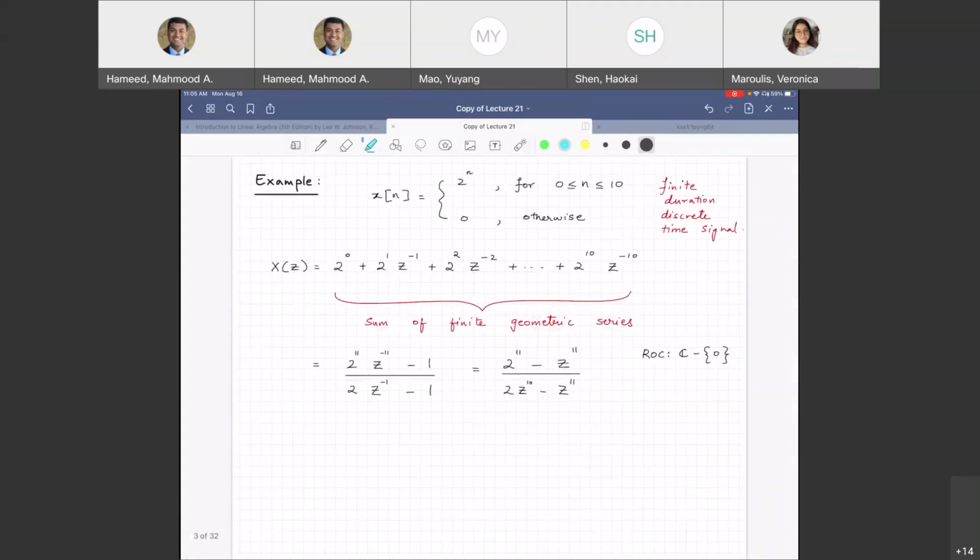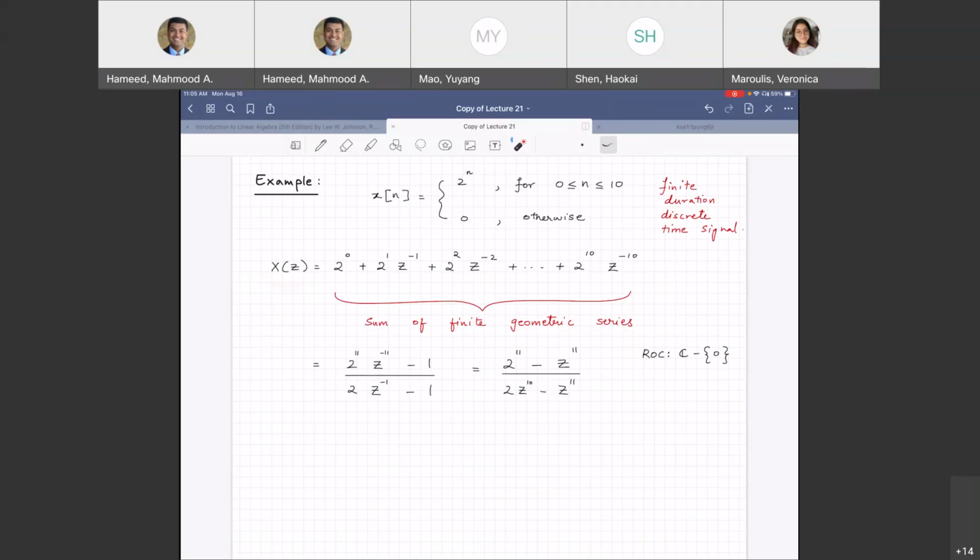All right, next. We'll do that same thing for this one. The problem is already done, so we'll just walk through it. X of n is a finite duration sequence, 2 raised to n, between 0 and 10. So it's going 1, 2, 4, so on up to 1024. So when n is 10, the value is 1024. And everywhere else, it is a 0. So this is a finite duration, discrete time signal.